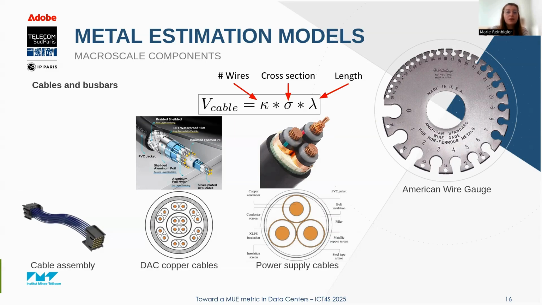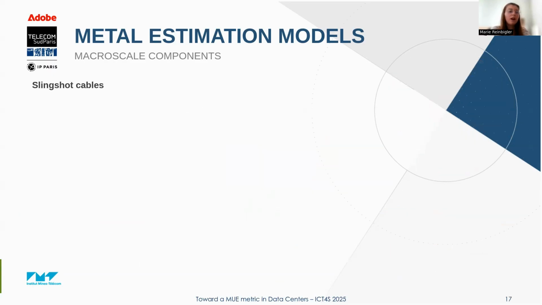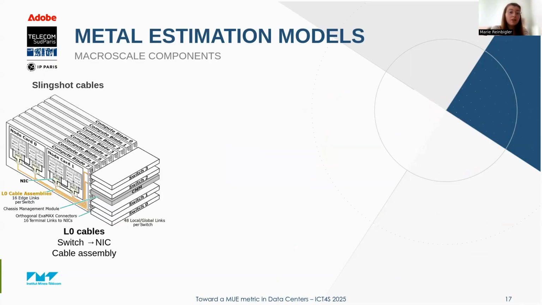And we can also extend this formula to the case of bus bars by just adapting the cross-section as being rectangular instead of circular. So let's have a look at how the different components are linked via those cables. Let's focus first on the Slingshot cables, meaning network cables. Here we need first to connect the different nodes to switches to be able to after that connect every node all together. This first connection is called L0 cable, and it's made out of cable assembly.